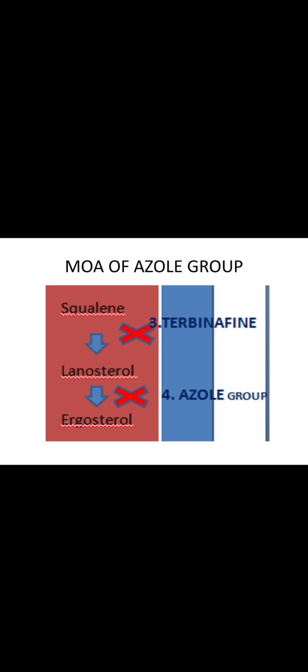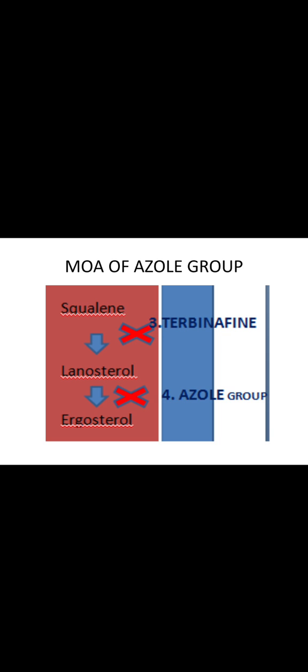Their mechanism of action is to inhibit the lanosterol 14 alpha demethylase enzyme in the fungal cell and reduce ergosterol synthesis in the fungal cell membrane, which causes destabilization of the fungal cell membrane. They are fungistatic in nature.